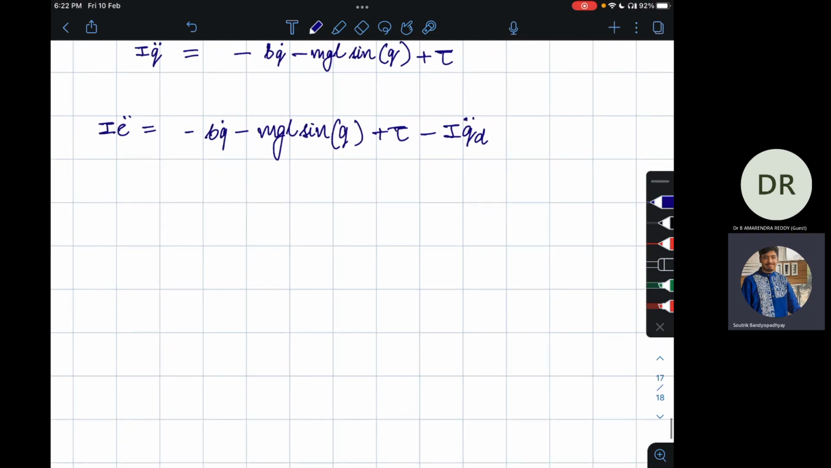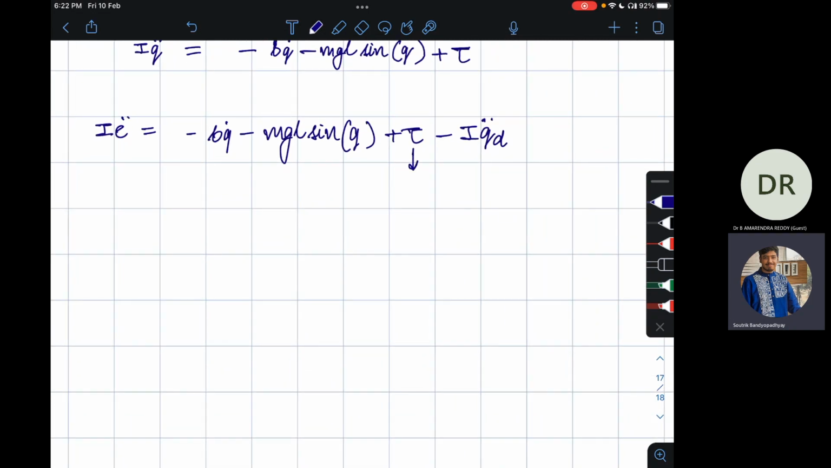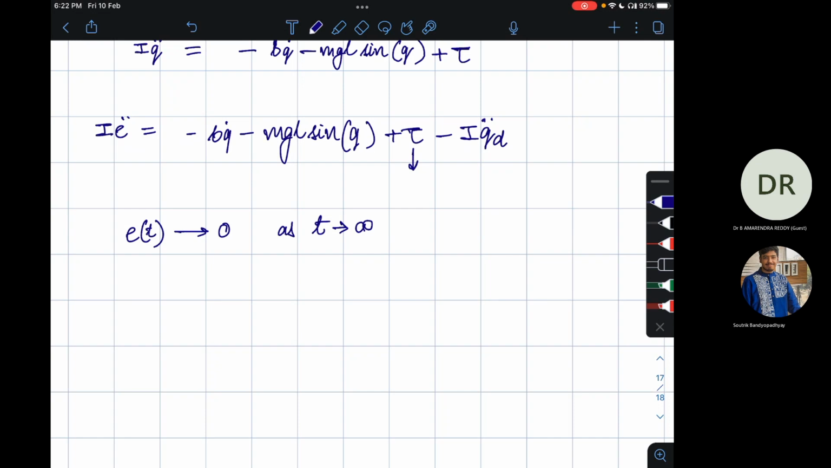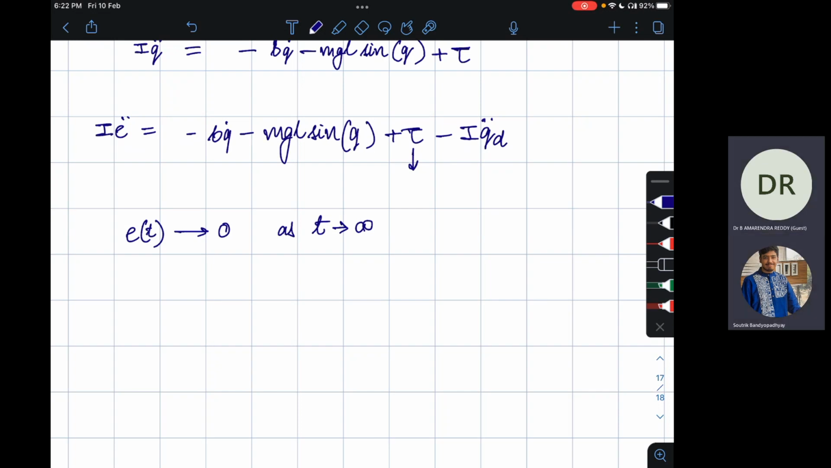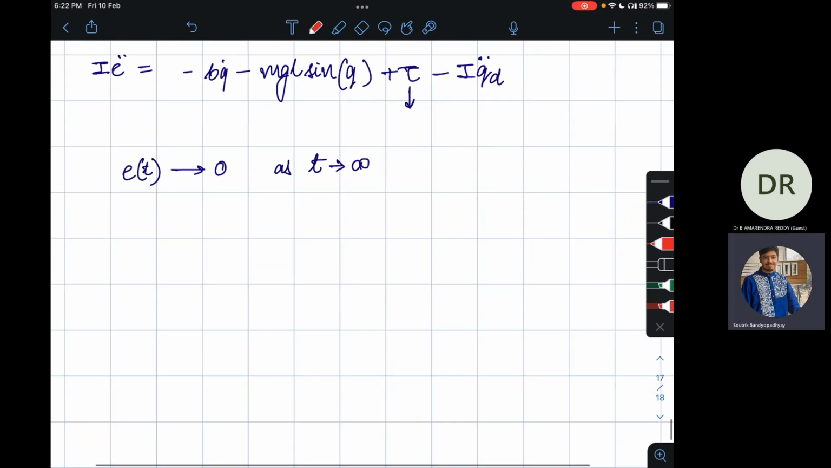So how do we design the torque input such that the error, the tracking error, goes to 0 as t tends to infinity? How do you design that? So I pose this as a question to you. Can you propose a controller so that the error goes to 0? Tell me one proposal.